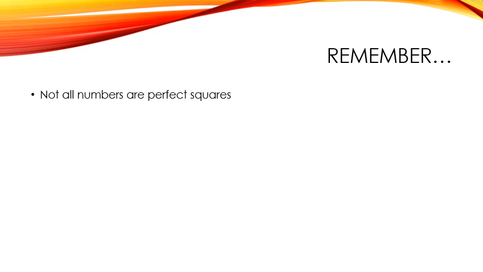Remember, not all numbers are perfect squares. 12 is not a perfect square. No number times itself is 12. When I say number, I'm referencing rational numbers, or our whole numbers, more specifically. Okay, no number times itself is 12. 3 times 3 is 9, 4 times 4 is 16, so there's no whole number that gives us 12 when multiplying by itself. That is why 12 is not a perfect square.